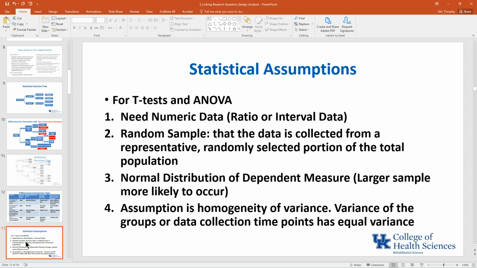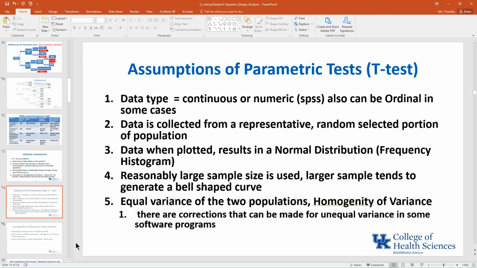The other assumption is that we need to have equal variance. There are some corrections that can be done in some statistical analyses for unequal variances, but that is the fourth assumption of most parametric statistical analyses. Again, we have non-parametric versions of this if we need to.